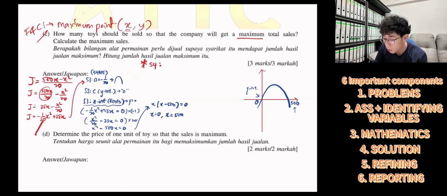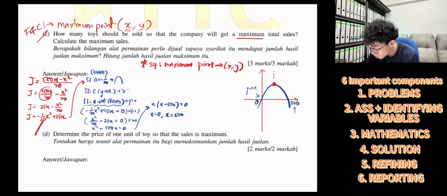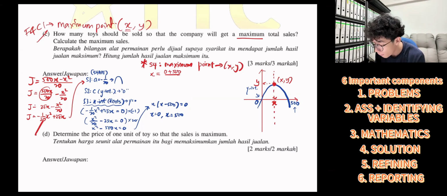Okay, so according to maximum, this is maximum because it is a negative graph. So maximum sales, maximum point. How do you get the maximum point, x and y? Okay, let me show you. First, common sense. Look at this, this is your x and y. Here is your x, here is your y. Everyone, look at the x. Jonas, very good. Can you see the x? You can use common sense by doing x equals 0 plus 500 divided by 2. You get 250. That's your answer.